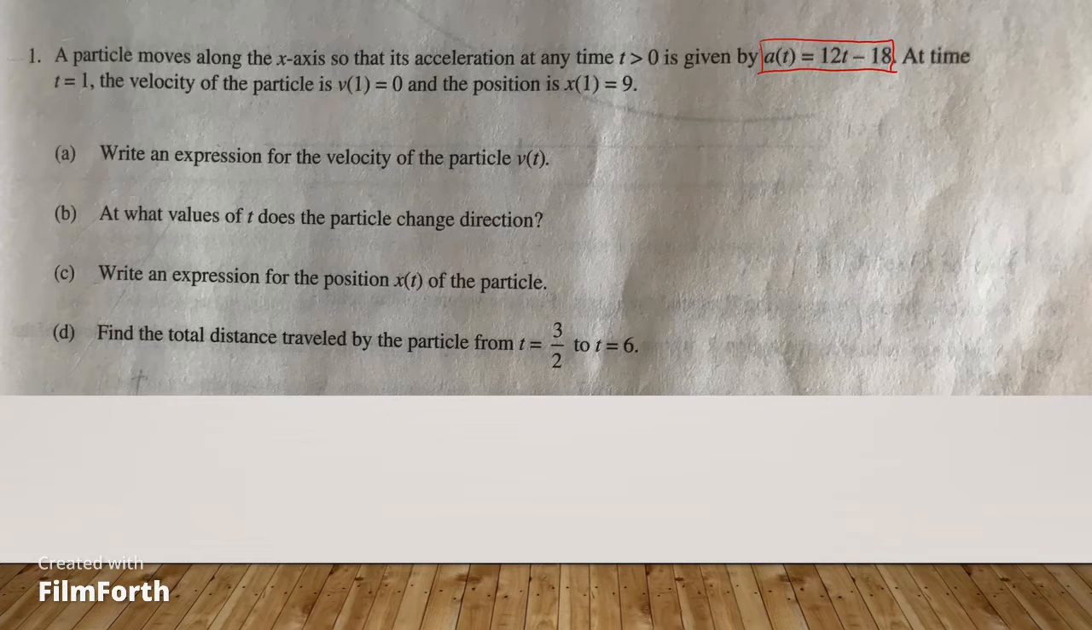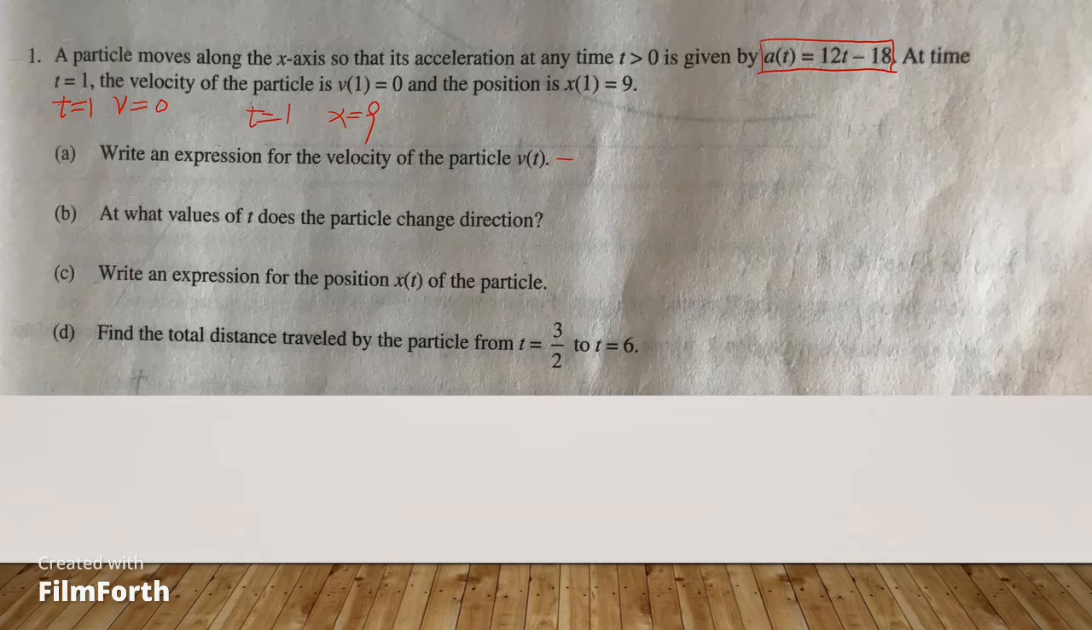Okay, next sentence. At time t equals 1, the velocity of the particle is v of 1 equals 0, and the position is x of 1 equals 9. So we have two pieces of information here. One is when t equals 1, v equals 0. And t equals 1, the position equals 9. Okay, question A. Write an expression for the velocity of the particle v of t.